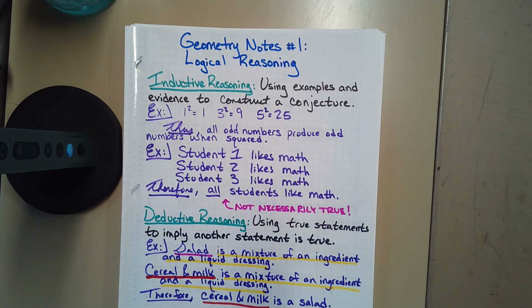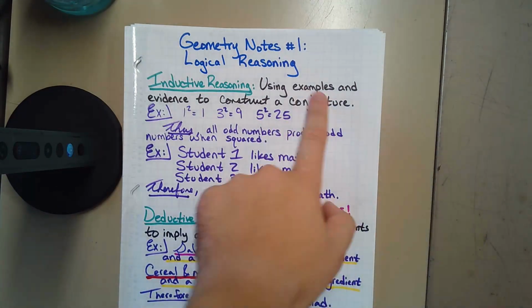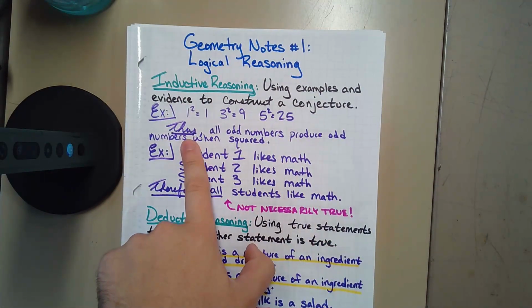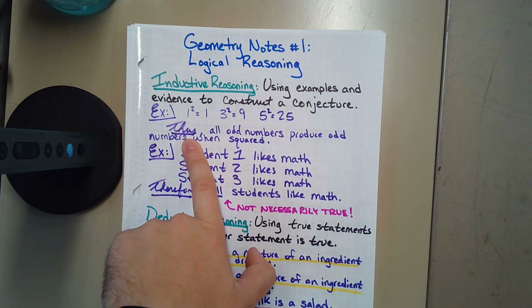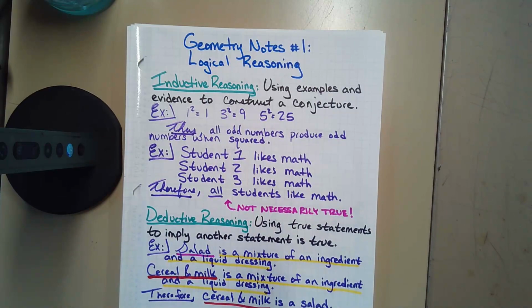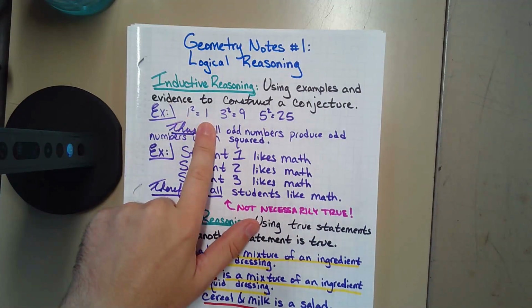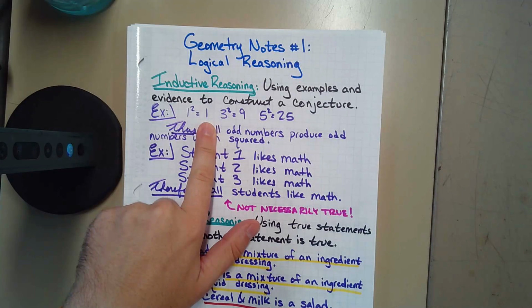So, constructing a conjecture with inductive reasoning, okay? Inductive reasoning says 1 squared, 3 squared, and 5 squared. 1 squared is 1, 3 squared is 9, 5 squared is 25. So this is my evidence, right? My examples and evidence right here. So I say, thus, all odd numbers produce odd numbers when they're squared. I really need to sit down so you can see. I need to move this desk over. All right, so if it's odd and you square it, it produces an odd number. That is my conjecture given the evidence.